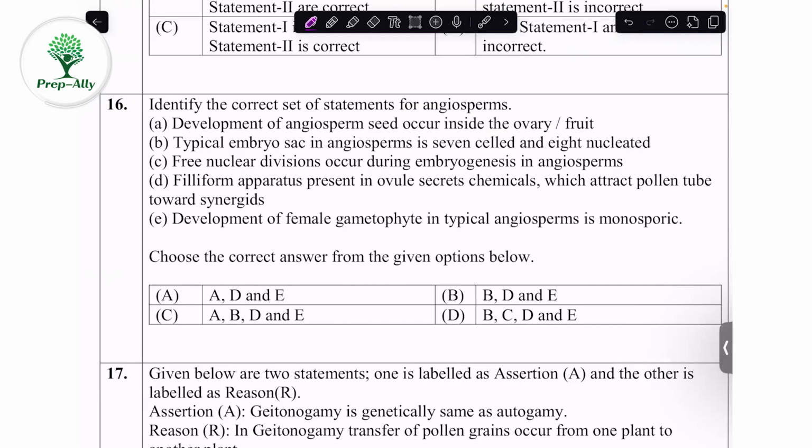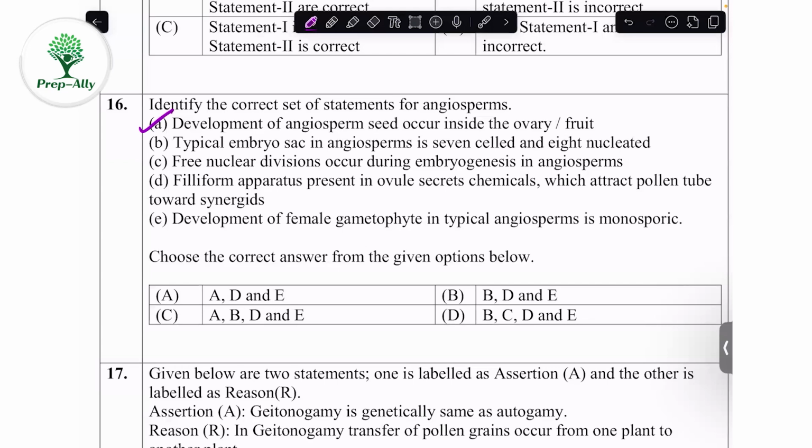Development of angiosperm seed occurs inside the ovary and fruit. Yes, this seed is developed inside the ovary. Inside that ovary only we have this ovule. That ovule will be developed, converted into seed right after fertilization. The first statement is correct.